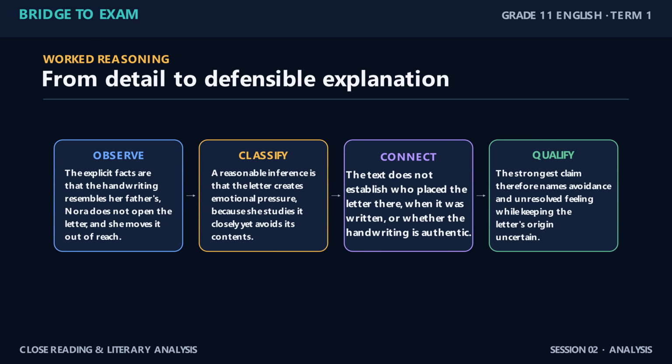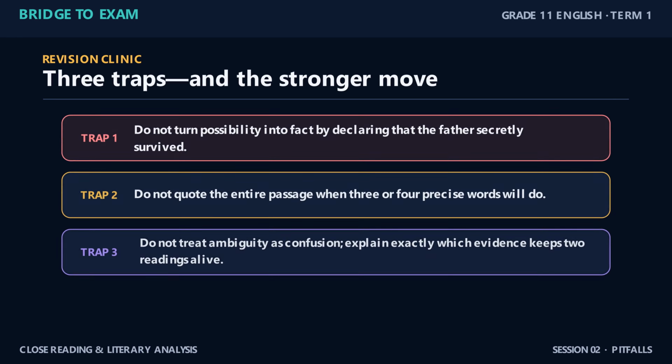Notice that each step adds a different kind of value. Observation protects accuracy. Classification gives the detail a role. Reasoning explains the connection. Qualification keeps the claim proportional to the evidence. If any link disappears, the response becomes either summary, unsupported opinion, or a list of features with no meaningful effect. Before independent practice, revise the 3 most common traps.